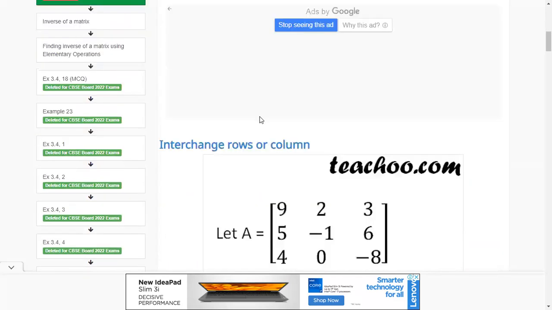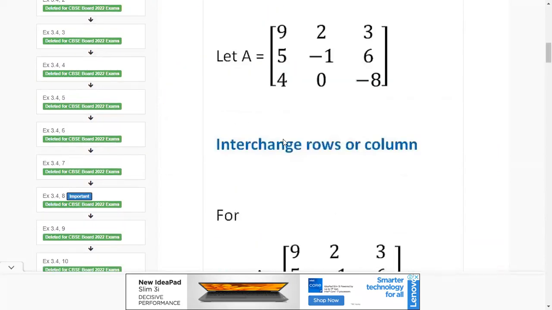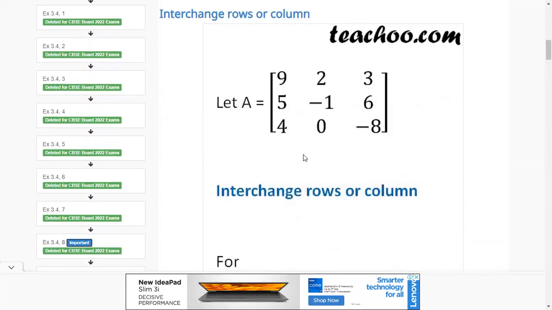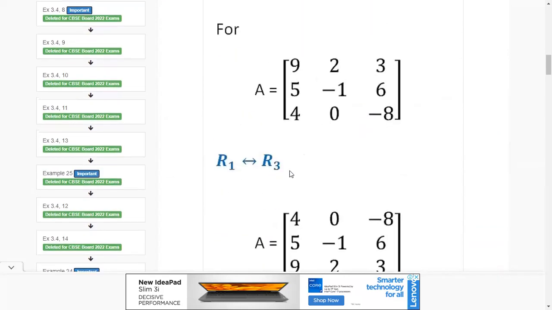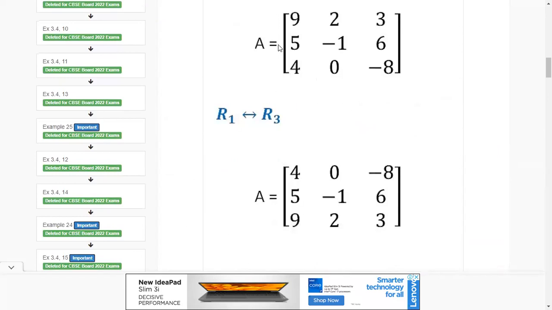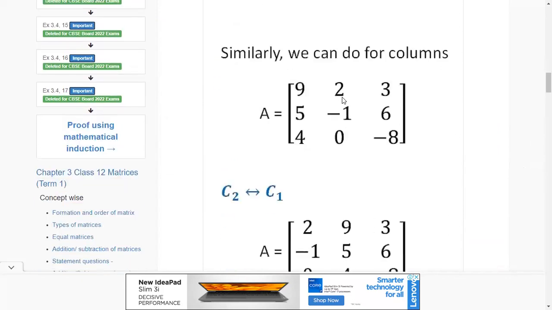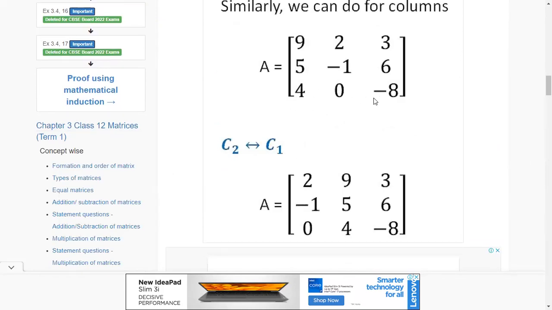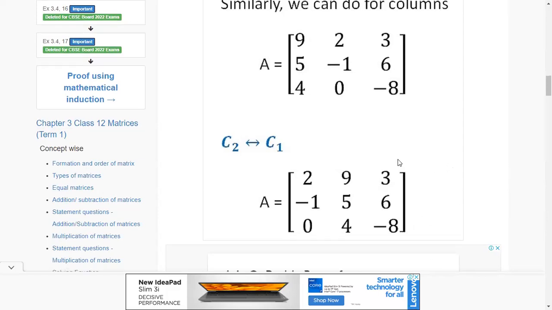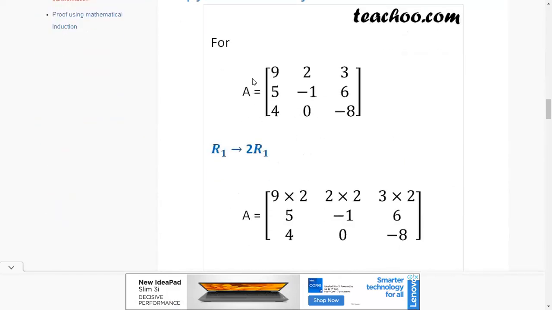Remember this. Okay. So if you look at this example, if I interchange R1 with R3, what do you get? The resulting matrix will look like this. All the elements of R1 you are interchanging. Then for interchanging of columns, C2 should be like this. Similarly, here multiplication.